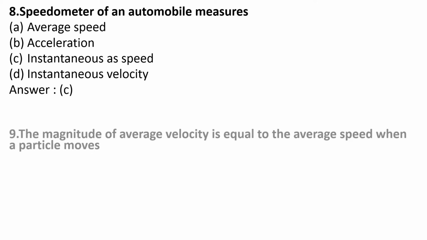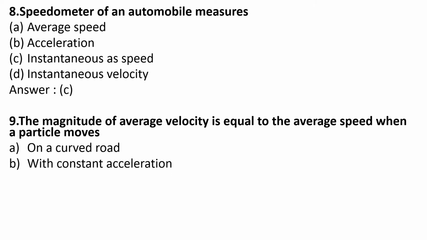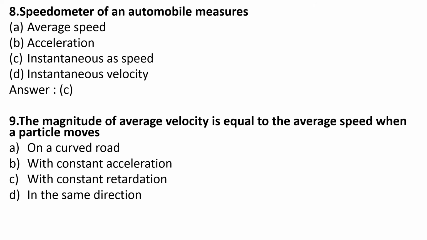Next question, 9th question. The magnitude of average velocity is equal to the average speed when a particle moves. Options are A, on a curved road, option B, with constant acceleration, option C, with constant retardation, and option D, in the same direction.